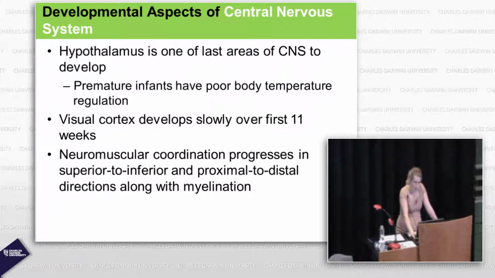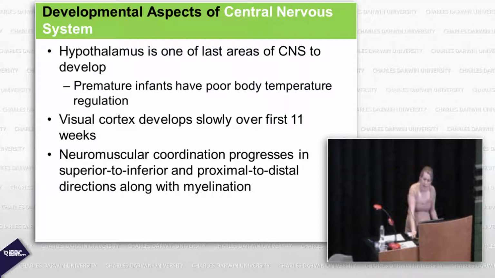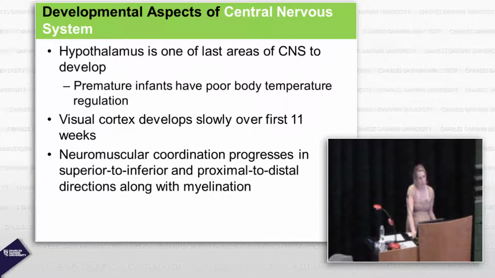The hypothalamus is one of the last areas of the central nervous system to develop. So babies born prematurely do have issues regulating their body temperature.